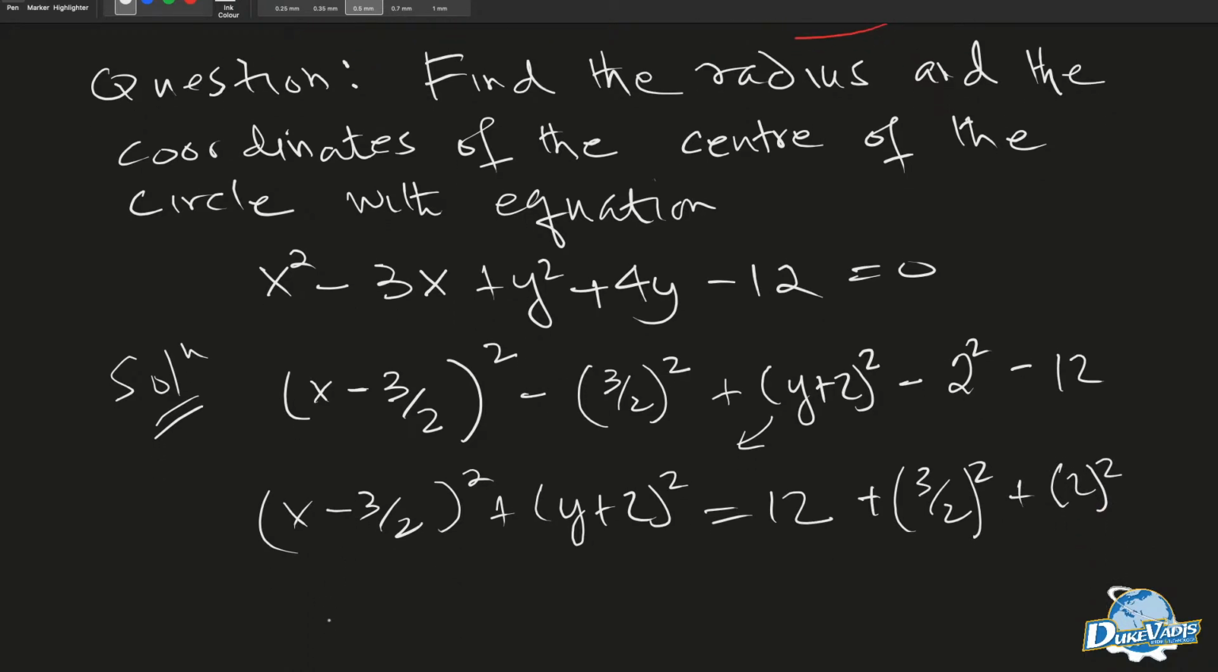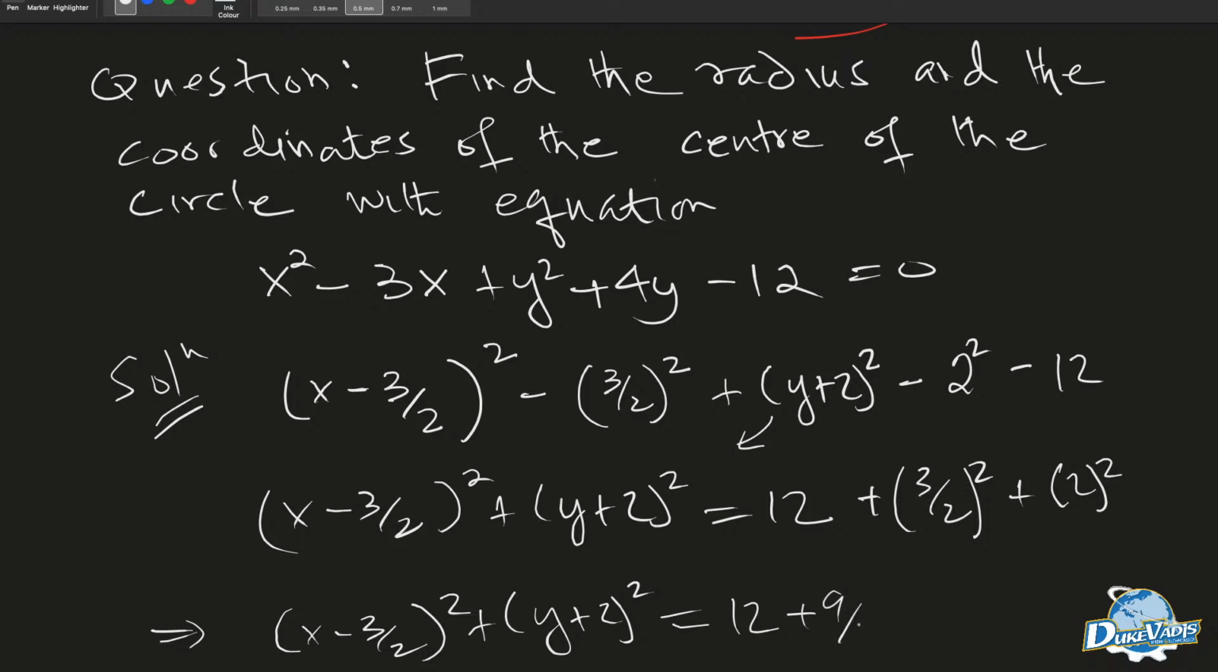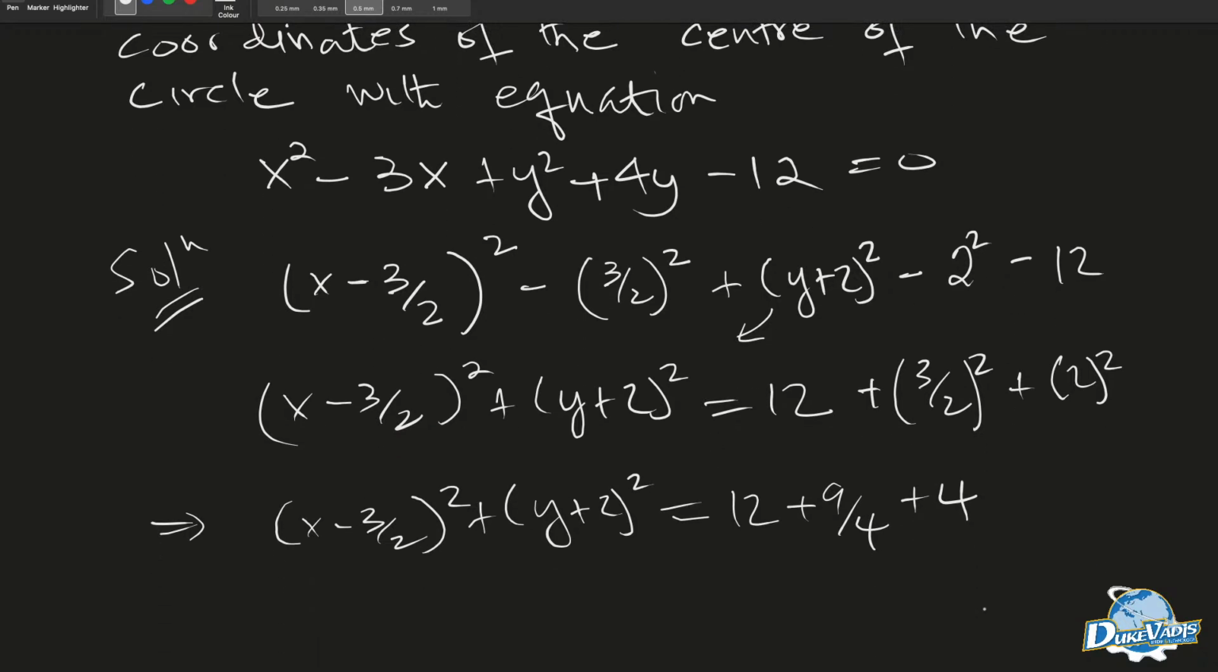So when we take the time and write it nicely, this implies that x minus 3 over 2 squared plus y plus 2 squared is equal to 12 plus 9 over 4 plus 4. When we compute it very carefully, we are going to get x minus 3 over 2 squared plus y plus 2 squared is equal to 73 over 4.